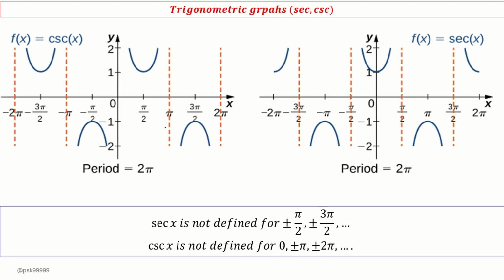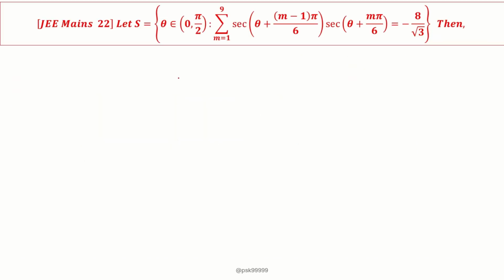Next. Let S be the set of theta belonging to 0 to 90, that is pi by 2, such that the sum over m equal to 1 to 9 of secant of theta plus m minus 1 pi by 6 into secant of theta plus m pi by 6 equals minus 8 by square root of 3. And there are 4 options given. The only thing is, first we need to find out the theta values. Then we can tell the answer.